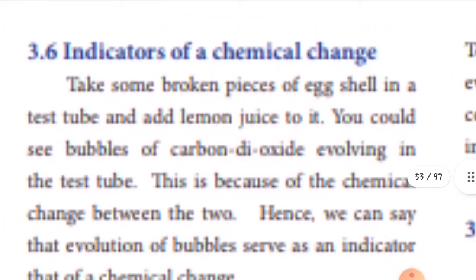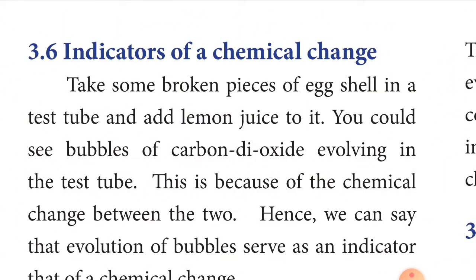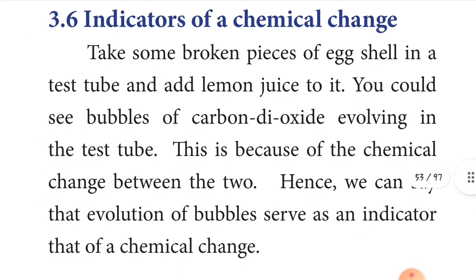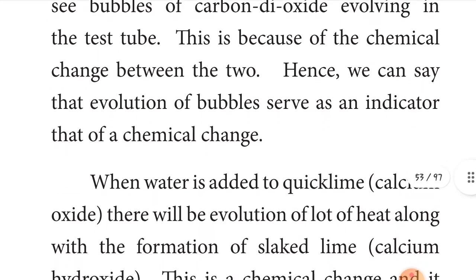Now let's move on to the indicators of chemical changes. What are the indicators we can use, children? Take some broken pieces of eggshell in a test tube and add lemon juice. What will happen? You could see bubbles of carbon dioxide evolving in the test tube. This is because of the chemical change between the two substances, broken eggshells and lemon juice. Hence, the evolution of bubbles serves as an indicator of a chemical change.